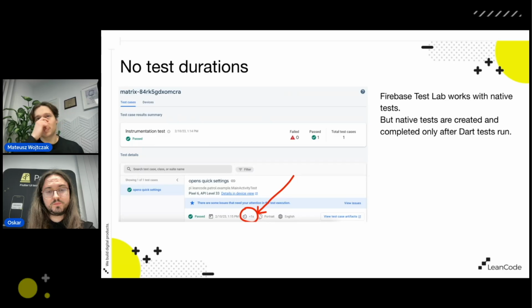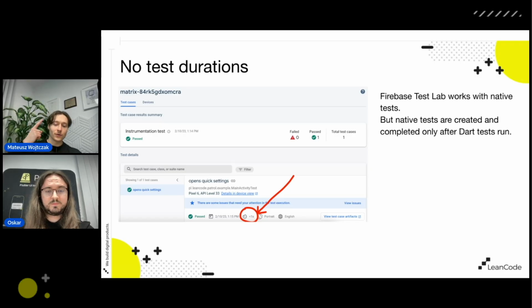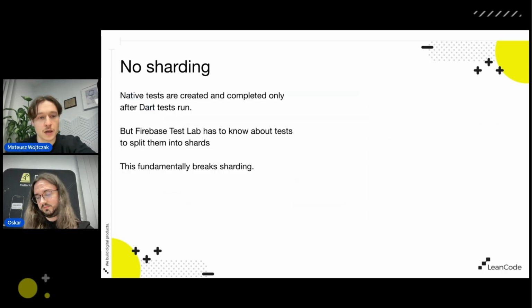Why is it important? Because you could have a 4 hour test run, and you would like to know that, for example, one test took an hour, and you didn't know that. There is only one test that takes 20 or 30% of the time, and you could skip it, for example.